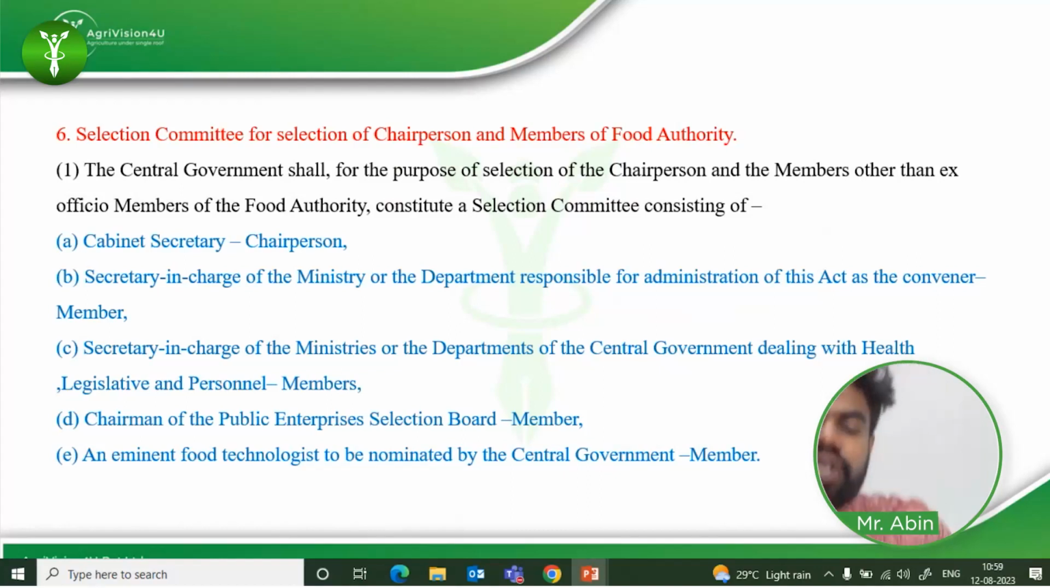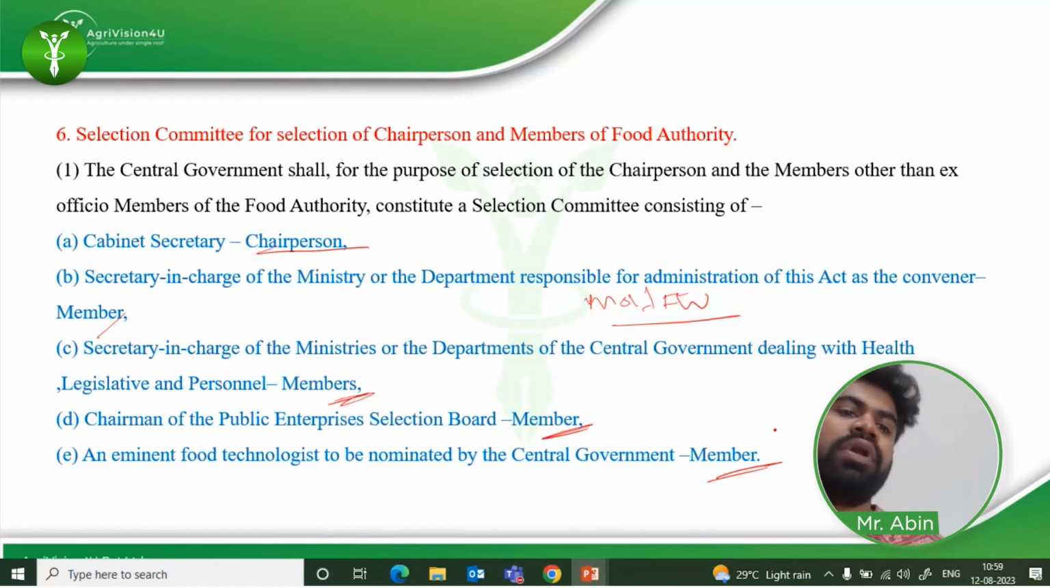Now selection committee, which I have already told you under section 6. The cabinet secretary will be the chairperson of selection committee. Secretary in charge of ministry or the department responsible for administration of this act, that is, which ministry is it? Ministry of Health and Family Welfare. That will be a member. Secretary in charge of ministries or departments of central government dealing with health, legislative, and personnel will be members. Chairman of the Public Enterprises Selection Board will be a member. Eminent food technologist nominated by central government will be a member. So these all are the members for selection committee.